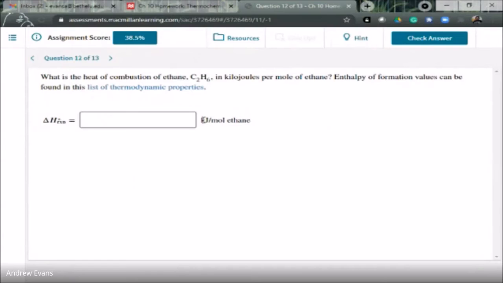Heat of combustion for ethane, in kilojoules per mole of ethane. You might have to write and balance an equation: C2H6 plus O2, or we might be fortunate and be able to find it on the table. So it goes to CO2 and H2O. Let's see, balancing this.